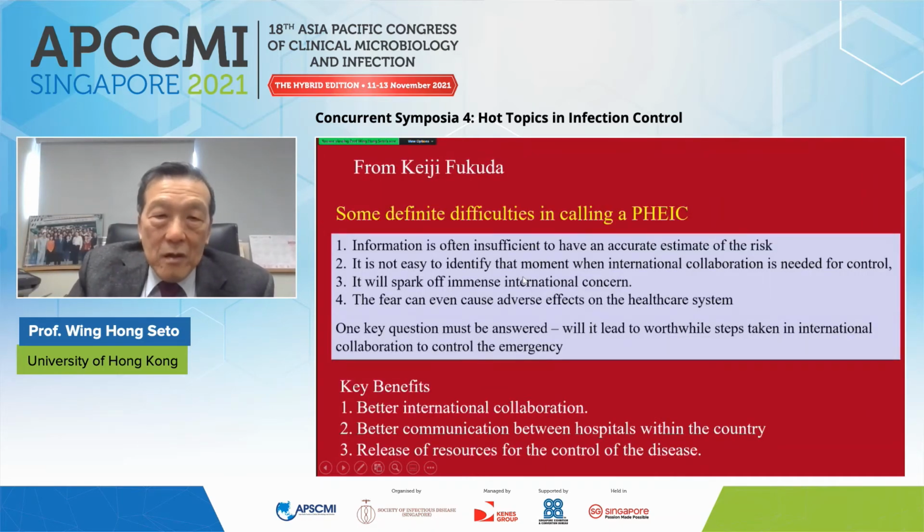Okay, now, according to KG, it's not easy. When it's made known to WHO, information often is not sufficient. So it's not that easy to decide whether it's a PHEIC or not. And it's not easy also to identify whether international collaboration is needed. It's also not easy because once you say it's a PHEIC, wow, the whole world gets panicked, and the fear can even cause adverse effects. So it's not an easy decision.